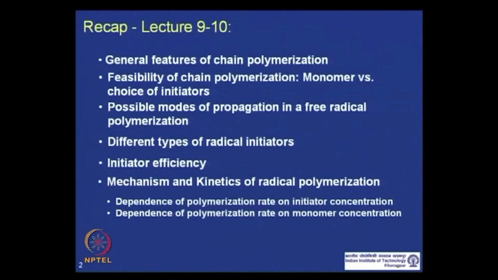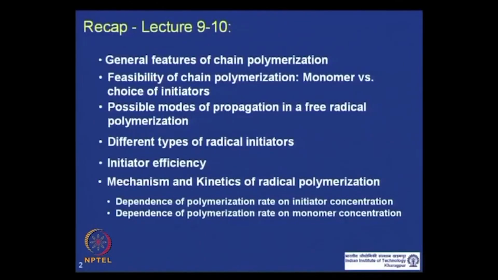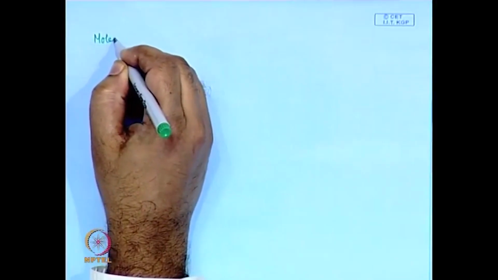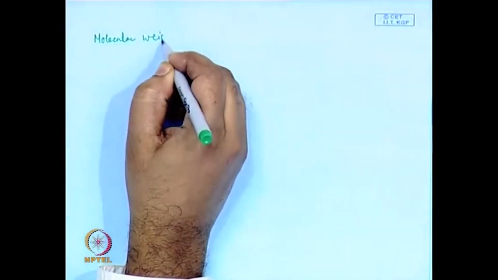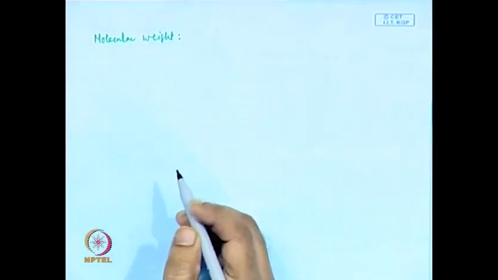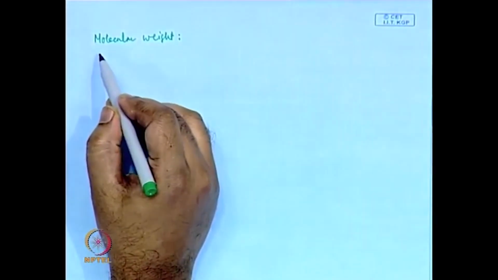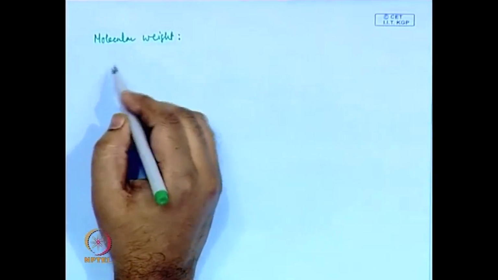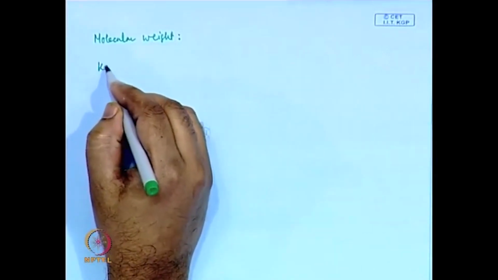We also discussed the different steps involved in radical chain polymerization and the kinetics of radical chain polymerization, and in that way we found the dependence of polymerization rate on initiator concentration as well as on monomer concentration. Now, let us continue our discussion on the molecular weight of the polymer produced in radical chain polymerization. To start the discussion on molecular weight, we defined a term called kinetic chain length.